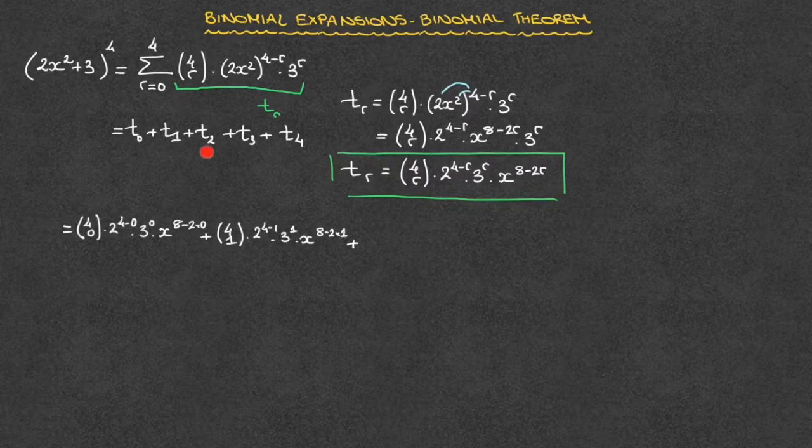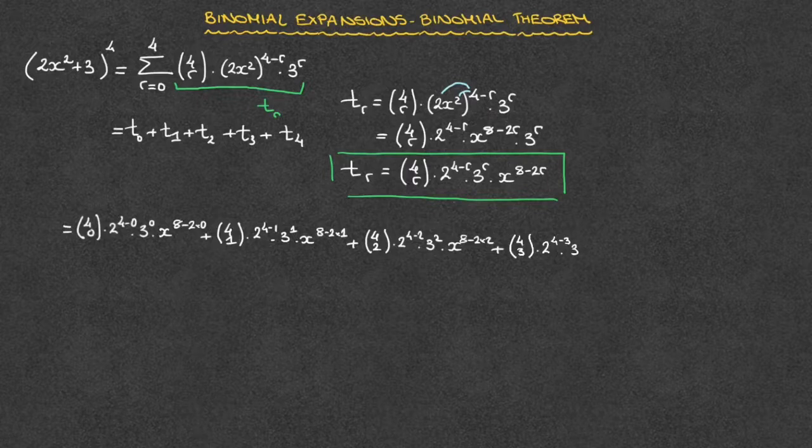We add to that T2, for which we replace every r we see by 2. So that would be (4 choose 2) times 2 raised to the power of 4 minus 2 times 3 raised to the power of 2 times x raised to the power of 8 minus 2 times 2. We carry on and add to that T3, for which we replace every r that we see by 3. So that would be the binomial coefficient (4 choose 3) times 2 raised to the power of 4 minus 3 times 3 raised to the power of 3 times x raised to the power of 8 minus 2 times 3.